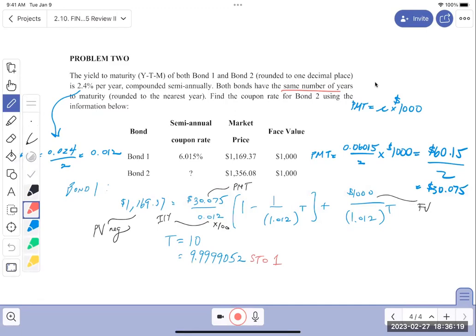So T is 10. However, that's how many years? What's the question? The question is find the coupon rate using the information below for bond two. So let's do it both ways. We'll try it with 10 periods first. And was this problem multiple choice? No, it was solving, right? You had to solve it. Yes. Okay, so let's just do it with 10 first and see how clear the answer is. And then we can check it with this decimal.